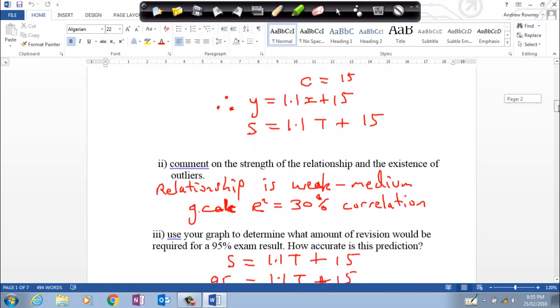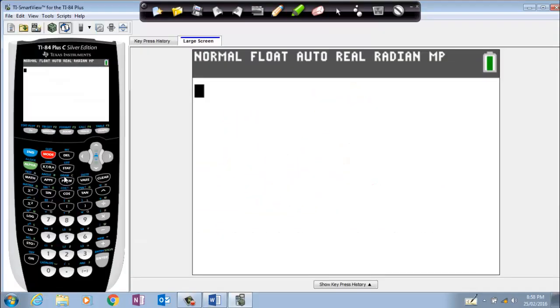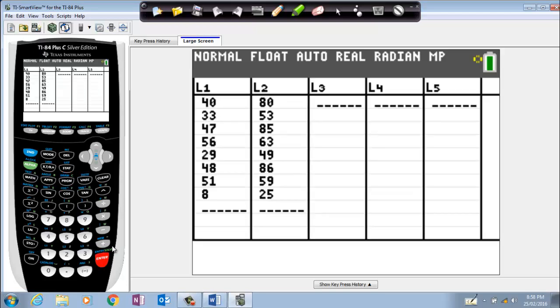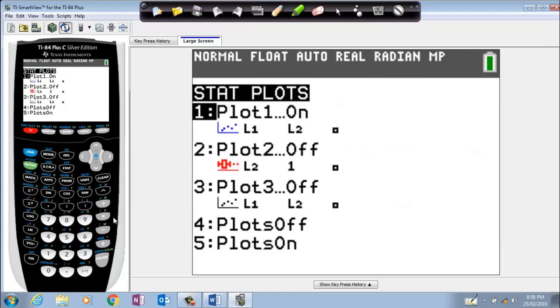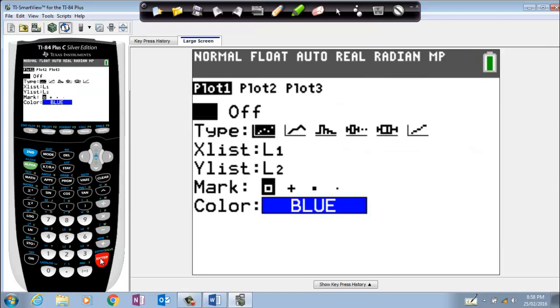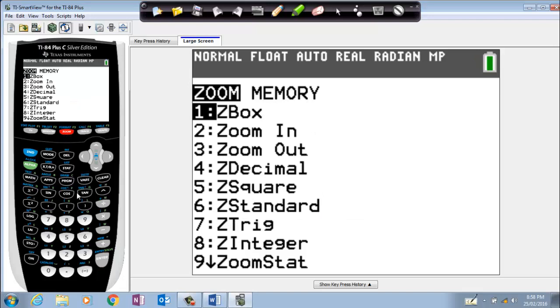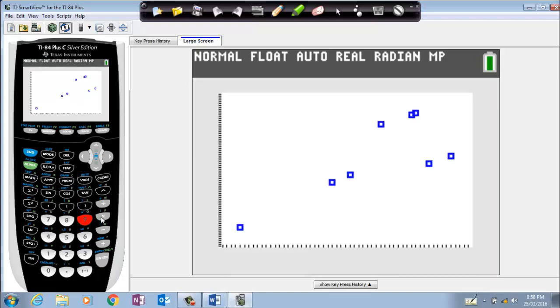I'll do that now. You need to enter the statistics in by pressing the stat key and edit, and you can see I've entered the data already. I've put the X values, which is the revision time, in list 1, and the score values, the Y values, in list 2. To plot them, you need to go second stat plot. You go into plot 1, switch it on, you select the dotted graph, and by default it recognises list 1 as X, list 2 as Y. And now we can just do zoom stat, so zoom 9, and there are the points plotted.